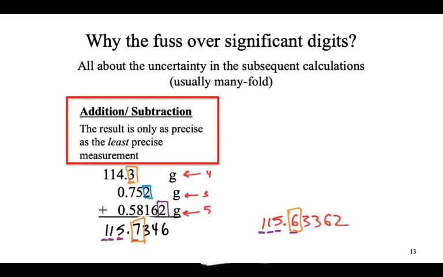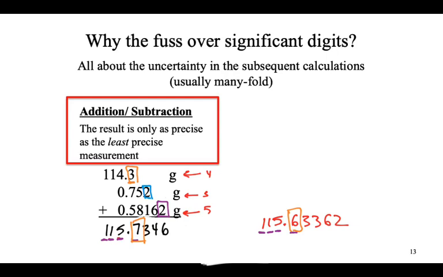When we do addition and subtraction, guess what? You have to round your answer or truncate your number up to your first guess. Okay, your first guess place. Read the box. The result is only as precise as the least precise measurement. That measurement's the least precise because it gives me the least number of decimal values.